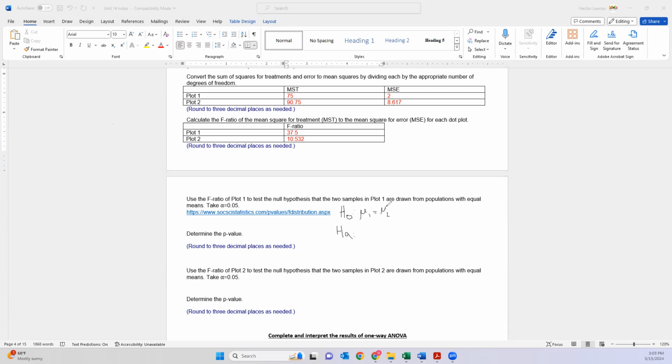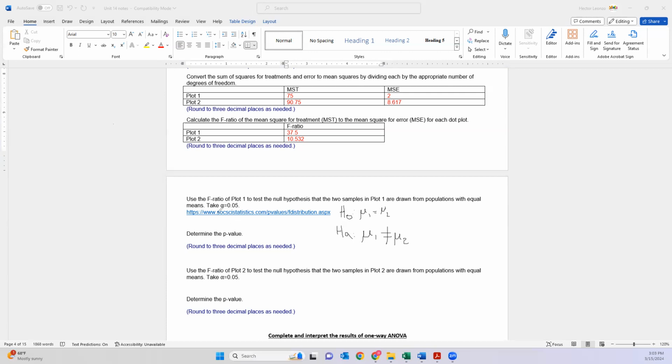That's going to be my null hypothesis. Now, my alternate hypothesis, I can write that the mean of 1 is not equal to the mean of 2. Or in words, I could have said that two treatment means are different. That's basically what it is in English. I just wrote it in symbols.